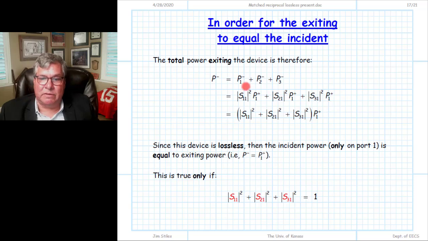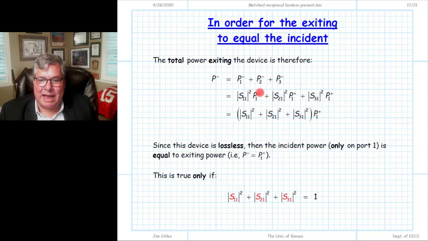Now, we can determine what this power is in terms of the incident power at port 1. We know that the power exiting port 1 is simply the power incident on port 1 times the magnitude squared of S11. Likewise, the power exiting or scattered from port 2 is the incident power at port 1 times the magnitude squared of scattering parameter S21. And finally, the power associated with the wave scattered from port 3 is likewise dependent on the magnitude squared of S31.